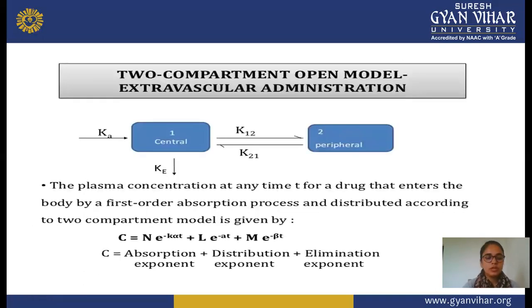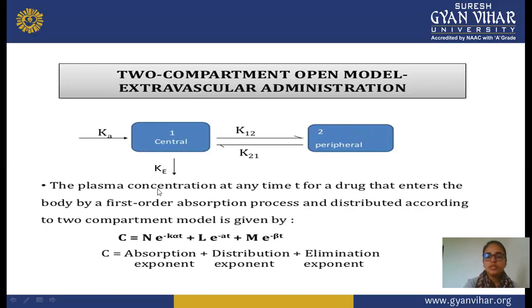Next model: the previous one was for intravenous infusion, and the next is the two compartmental open model, which is for drugs given by the extravascular route. In this, when we administer the drug, Ka, the absorption, brings it into the central compartment, then it reaches the peripheral compartment, the second compartment, then comes back to the first compartment and gets eliminated.